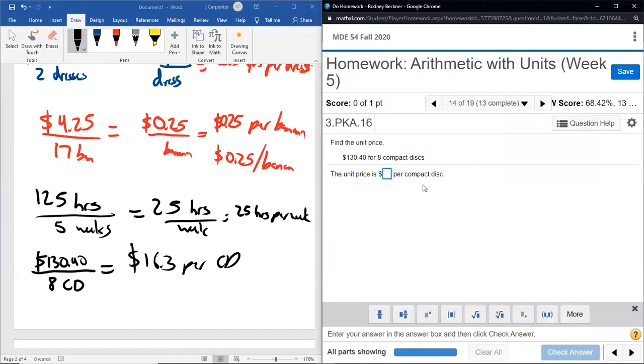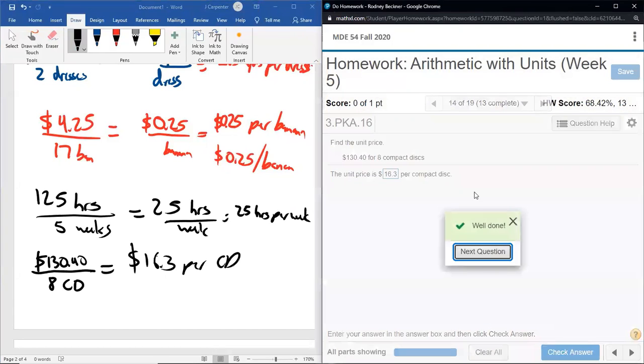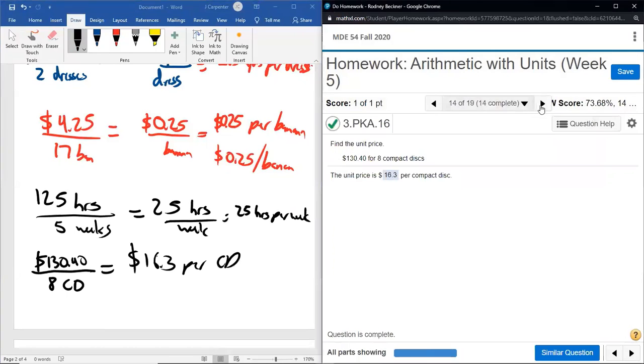So $16.30 per compact disc. Now, if I just write 0.3, it'll still mark it right. But we know with money, we usually write the second decimal place.